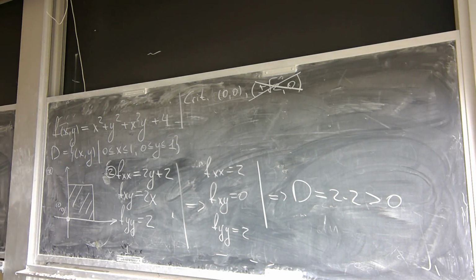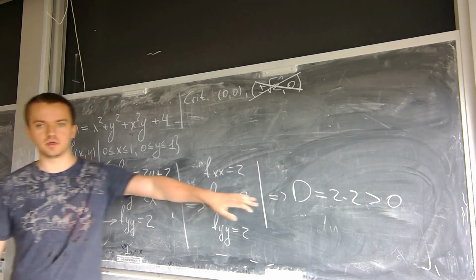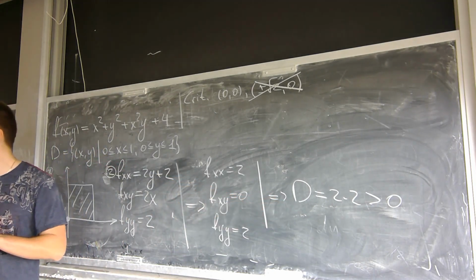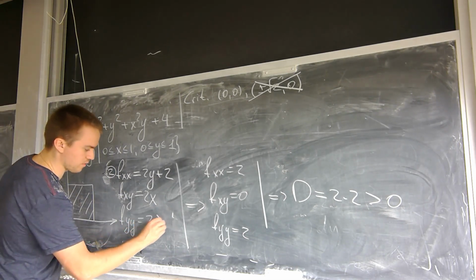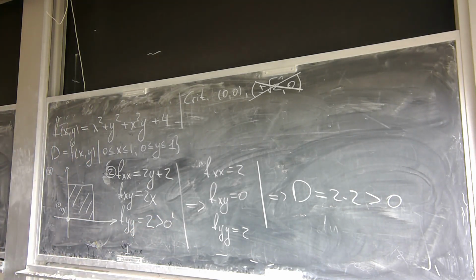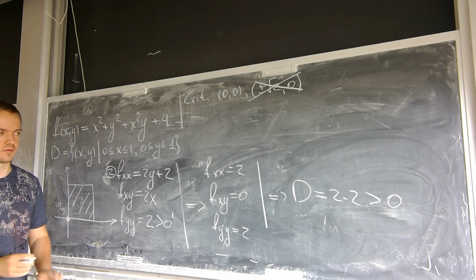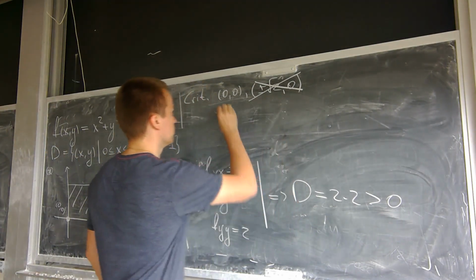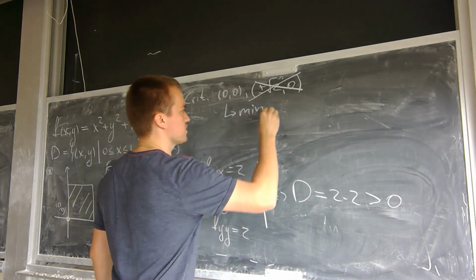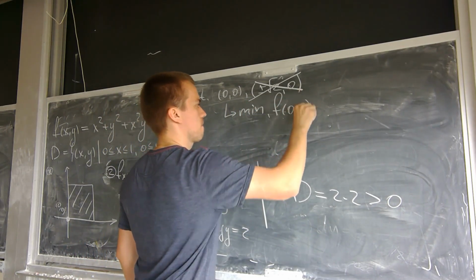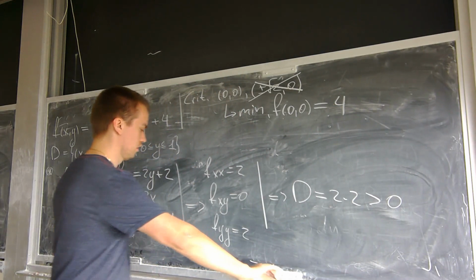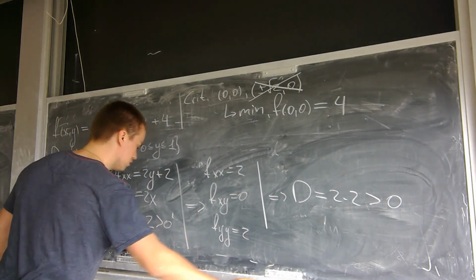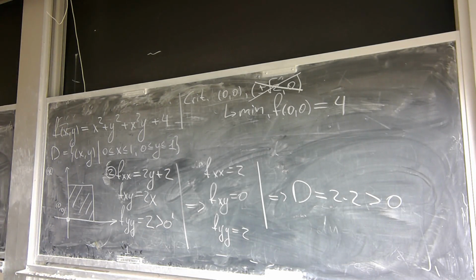So do I have min or max? Why do I have min? Because first, my D is bigger than 0. So I have either min or max. So how do I decide which one I have? f sub xx is bigger than 0. So it means that it is concave up, so I have min. So (0, 0) gives me a min. And what is the value of this function at this point? 4. Yeah. Okay. Do you have any questions about step 1? Okay, thumbs up regardless.